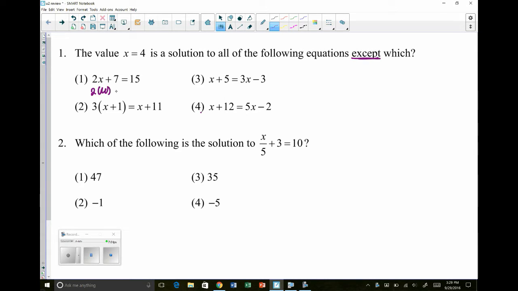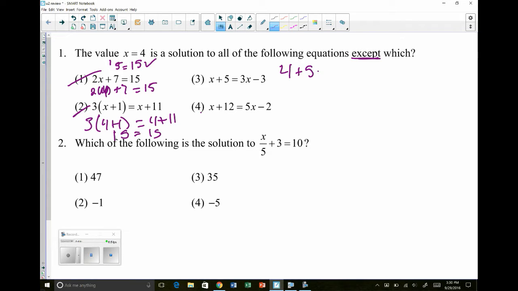2 times 4 plus 7, 8 plus 7, does that equal 15? 8 plus 7 is 15. So this gives me 15 equals 15. That is a true statement. So that equation has a solution of x equals 4. 3 times 4 plus 1, does that equal 4 plus 11? I'm plugging in x equals 4. 3 times 5 is 15, equals 15. So 15 equals 15, x equals 4 is a solution.